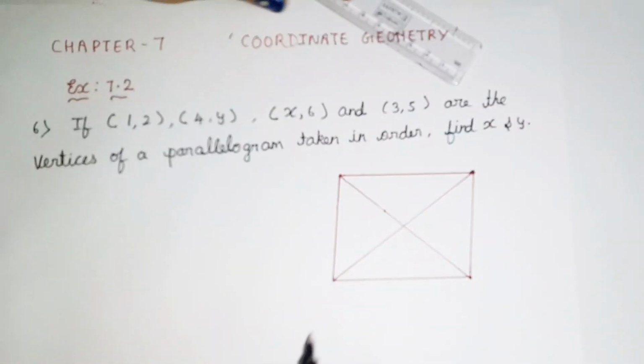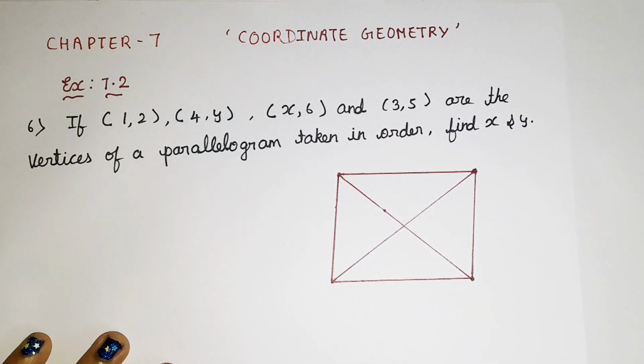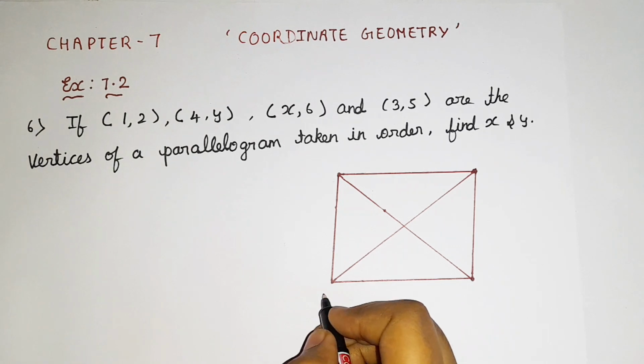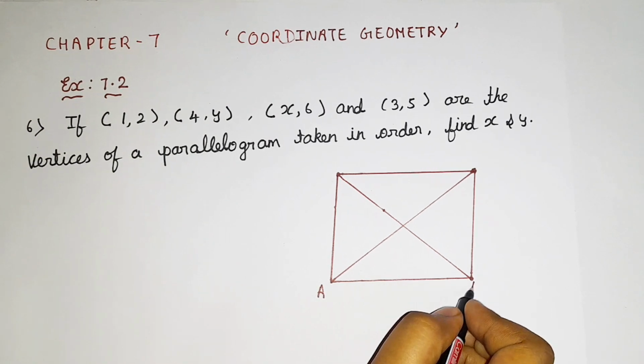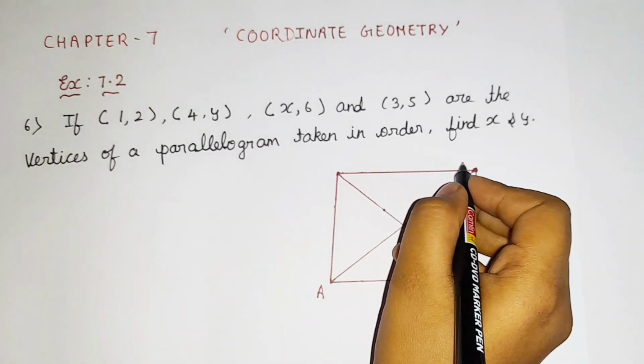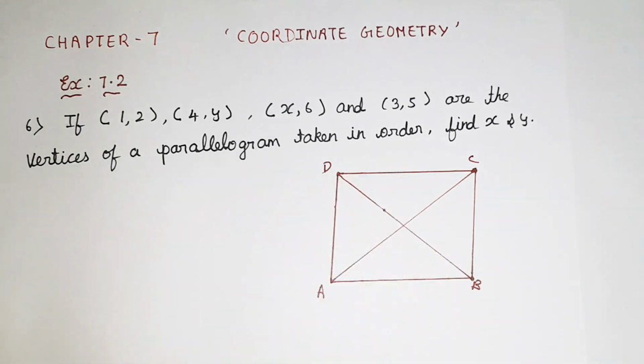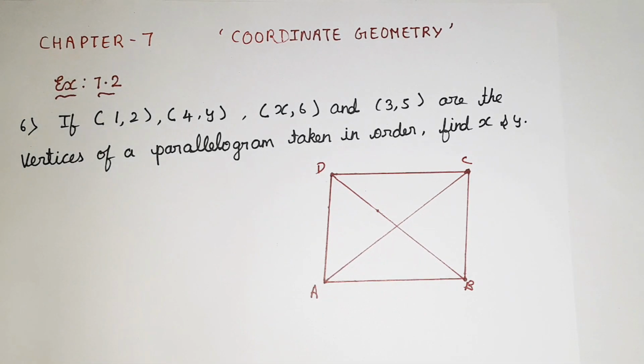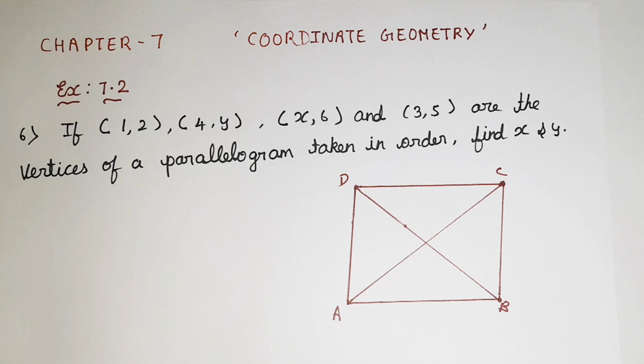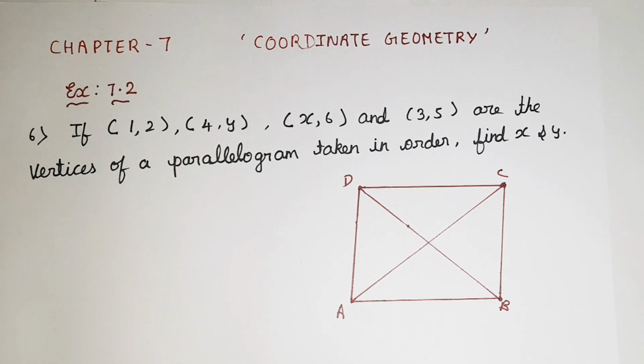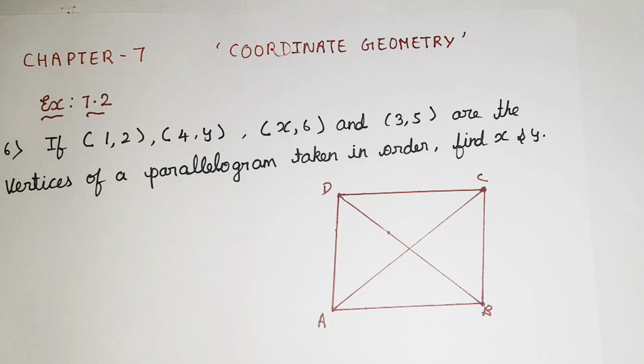Now let us name this parallelogram A, B, C and D. So it is parallelogram ABCD. I hope you can understand this. Now that we have written the parallelogram ABCD, we can read the question further.